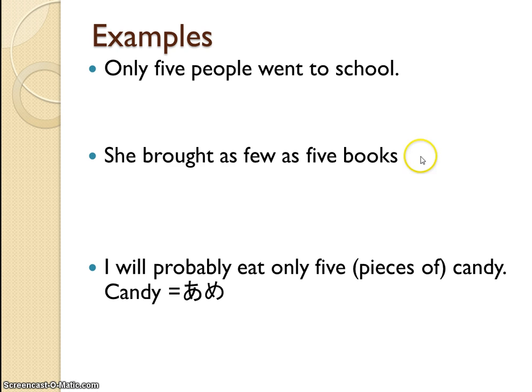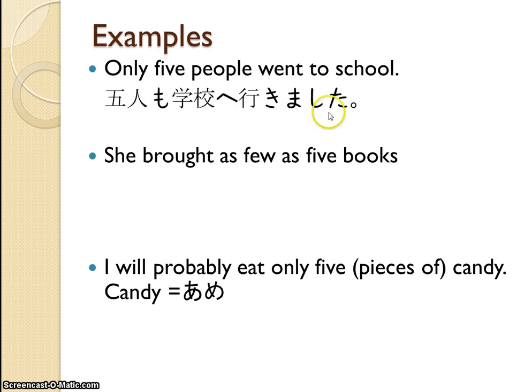So let's take a look at the example. These are the same statements. So only 5 people went to school. Go ahead and review back and take a look at the examples from the previous exercise and see if you can manipulate those into as few as or only statements. So the original one for this one, only 5 people went to school. 5人も学校へ行きました.